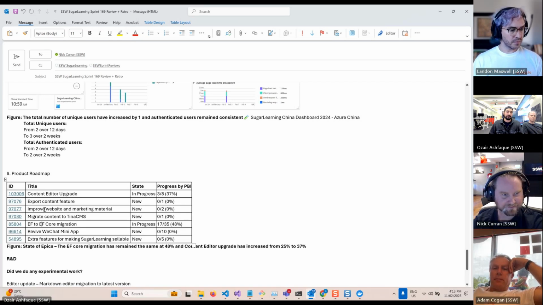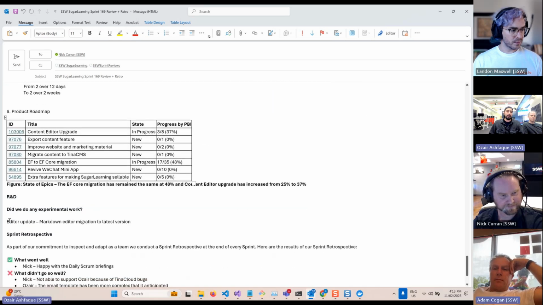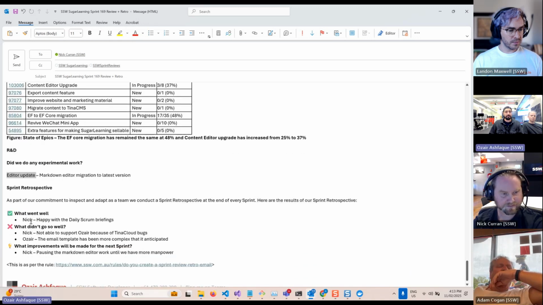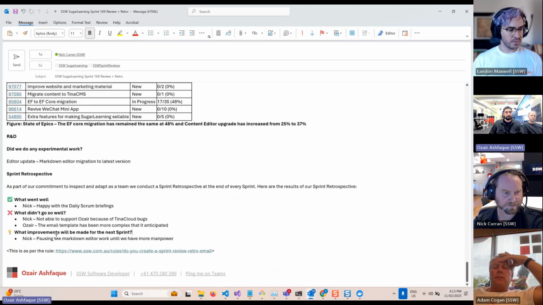Keep going, Oz. So the experimental work, we are continually doing the experimental work for upgrading the Markdown editor. What went well: Nick is happy with the daily Scrum briefings. What didn't go so well: Nick was not able to support me because he was busy with Tina Cloud. And for me, the email template has been more complex than anticipated. For the improvement, Nick suggested pausing the Markdown editor for now until we have more manpower.